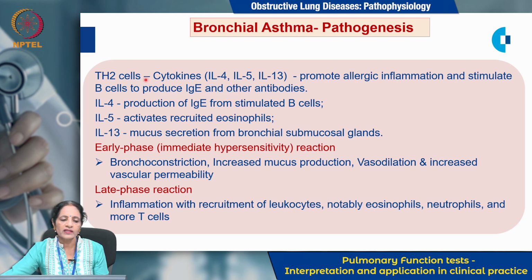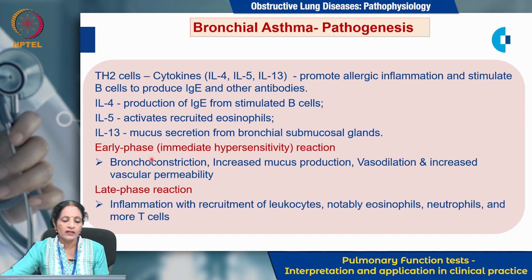Coming to Th2 cells, this is very important because most bronchial asthma cases are atopic cases. The Th2 cell releases cytokines, which are interleukin 4, 5 and 13. These interleukins promote allergic inflammation and stimulate the B cells to produce what type of antibody? Mainly IgE antibodies. So, interleukin 4 is responsible for production of IgE from the stimulated B cells, whereas interleukin 5 activates the recruited eosinophils which have come because of IgE, and interleukin 13 is responsible for mucus secretion from the bronchial submucosal glands. So, all 3 together are responsible for the changes seen in bronchial asthma.